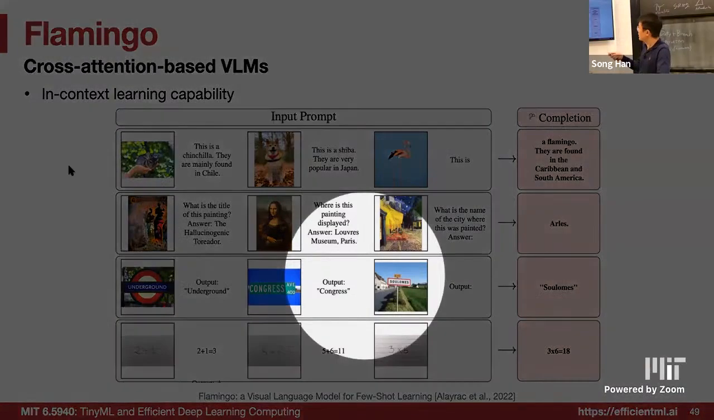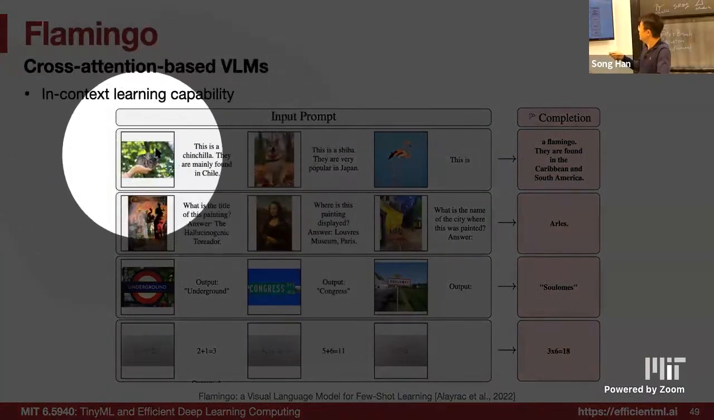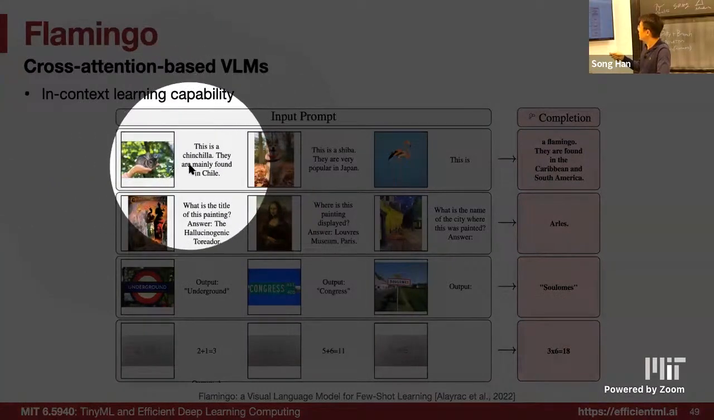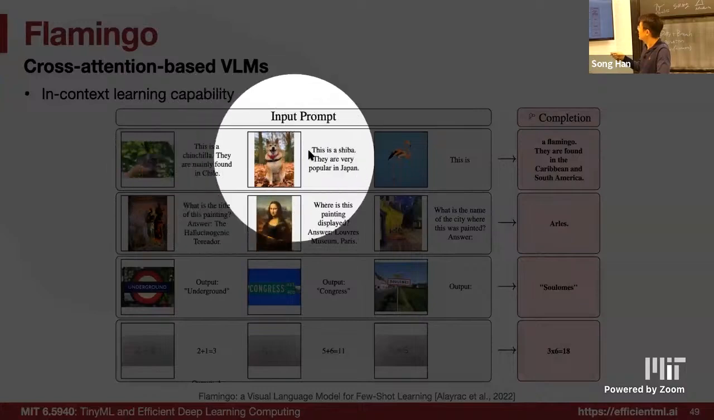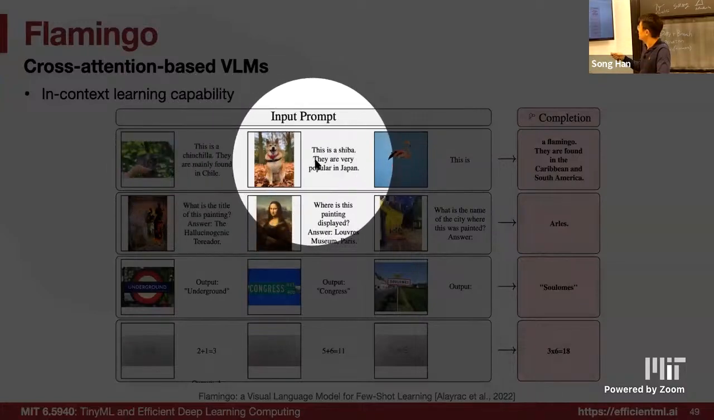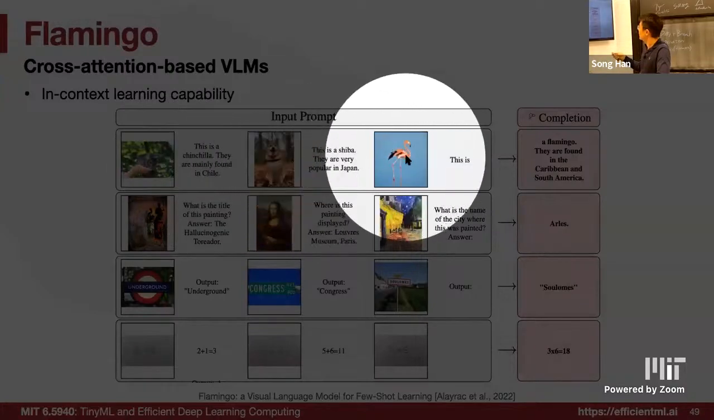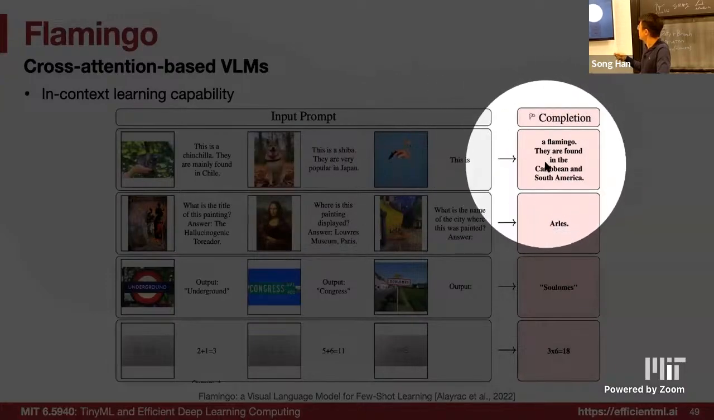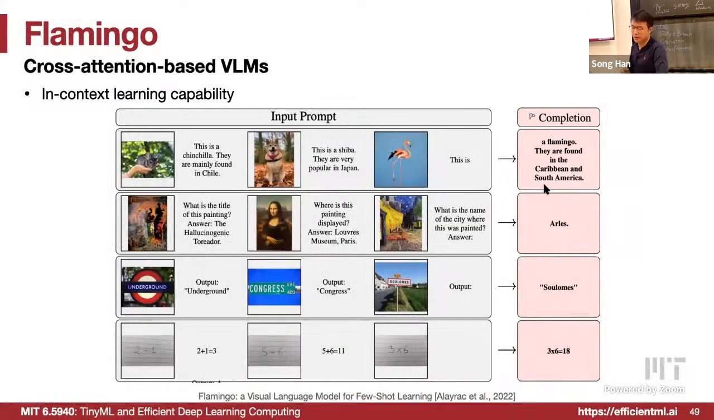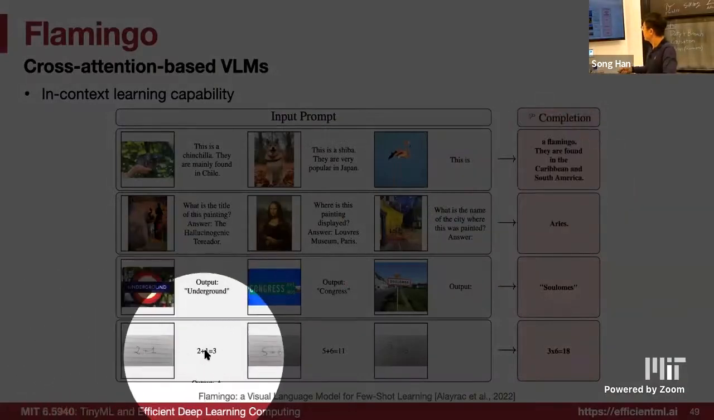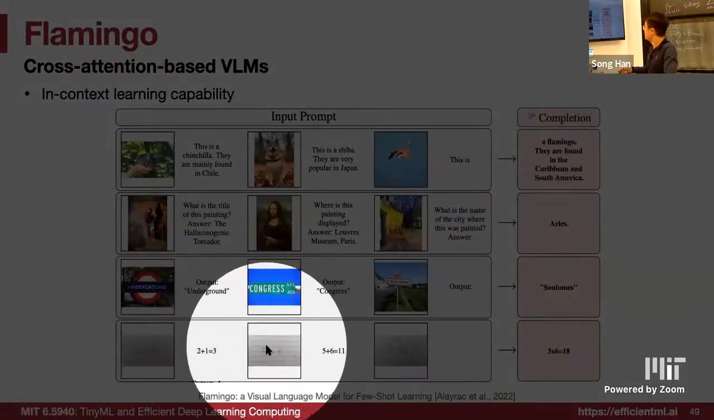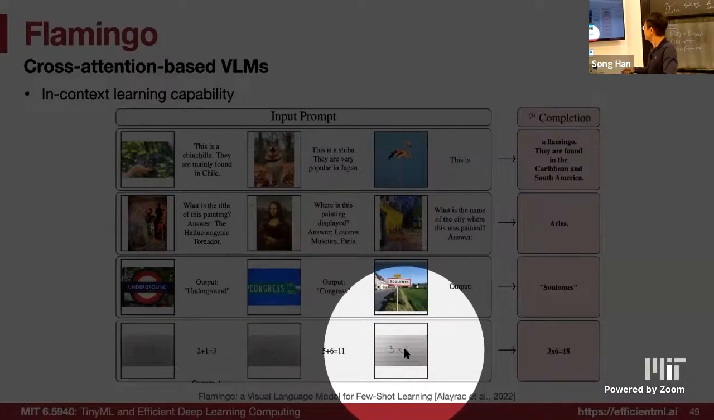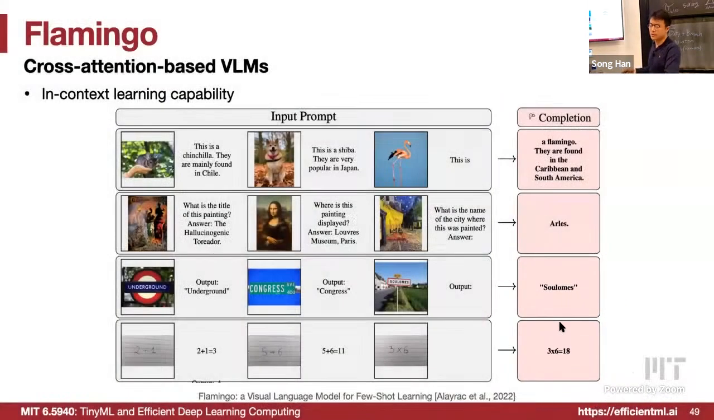This is the in-context learning capability. Given the input prompt, this is chinchilla. They are mainly found in Chile, and this is a Shiba. They are very popular in Japan. And given a new image, this is flamingo. They are found in the Caribbean and South Africa, right? So South America, right? So very good in-context learning capability. Similar here, 2 + 1 = 3. It's a handwritten image. 5 + 6, 11. 3 × 6, we can say 3 × 6 is 18.